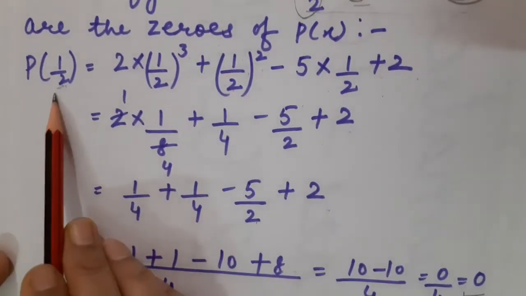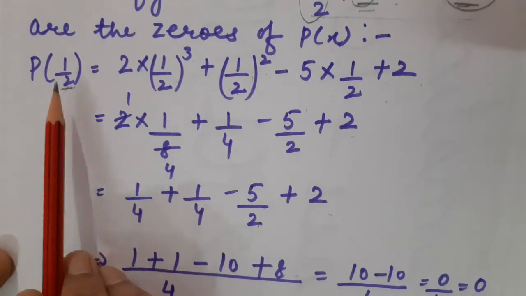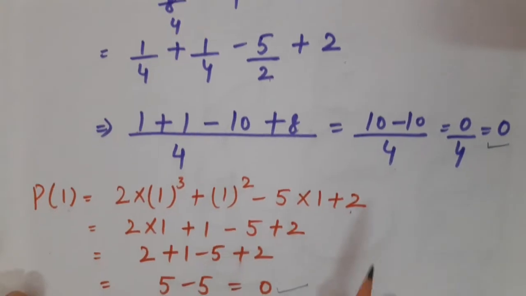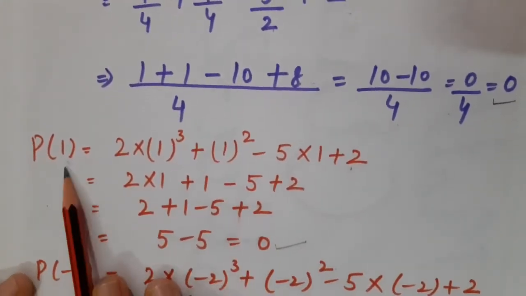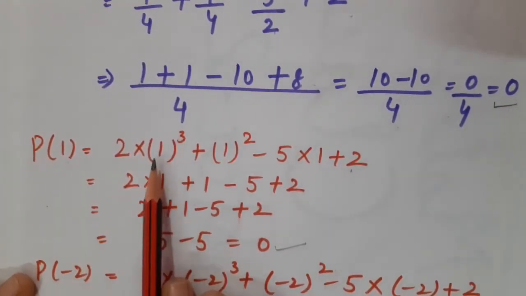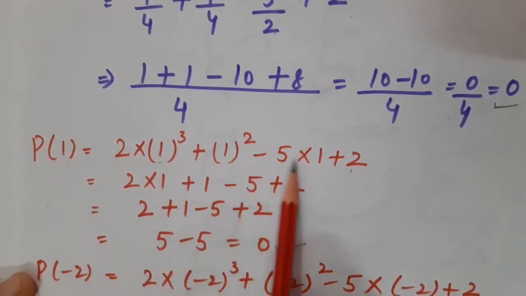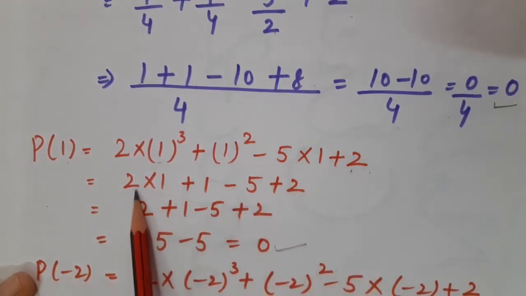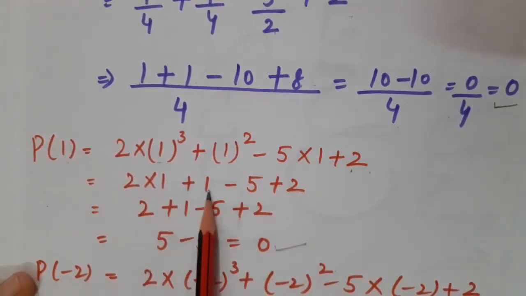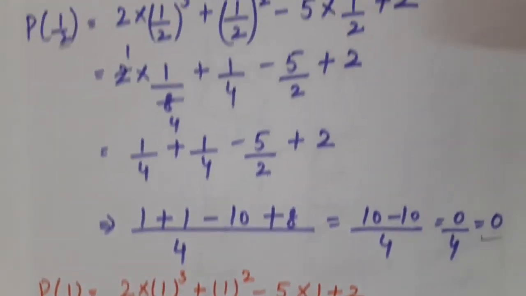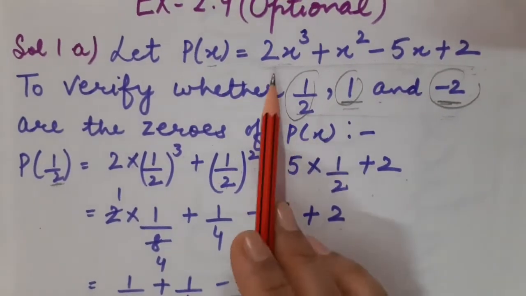So as I have got P half as 0, what can I say? That half is a zero of the cubic polynomial. Correct? In the same manner, now I have to check for P1. So this is 2 into 1 cube, wherever I had x, there I am going to insert 1, plus 1 square minus 5 into 1 plus 2. After simplifying, this is 2 into 1 plus 1 minus 5 plus 2, that is 2 plus 1 minus 5 plus 2. This is 5 minus 5, which is equal to 0. So what can I say? That 1 is also a zero of the cubic polynomial.